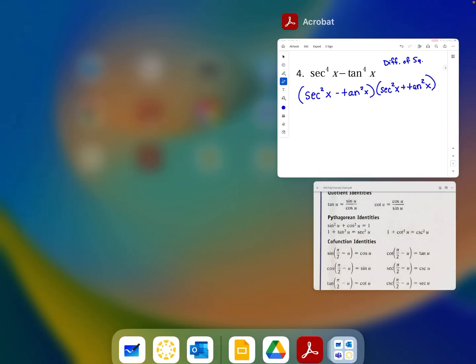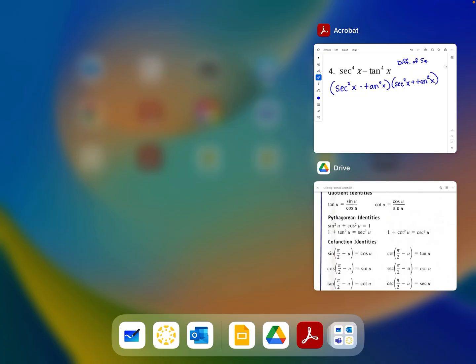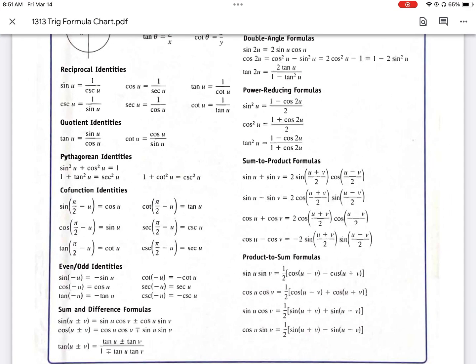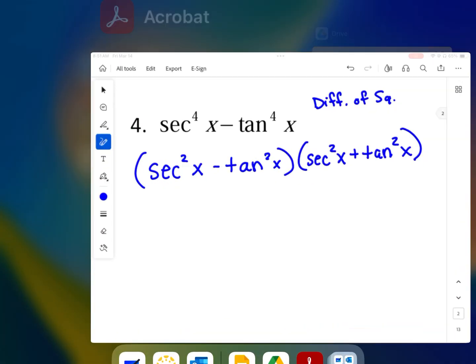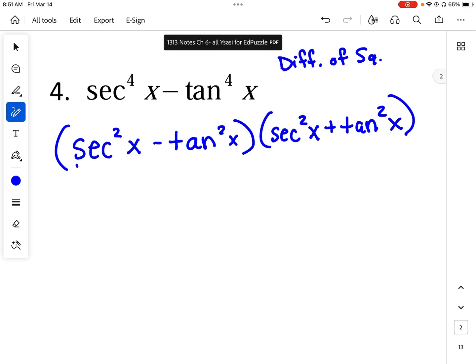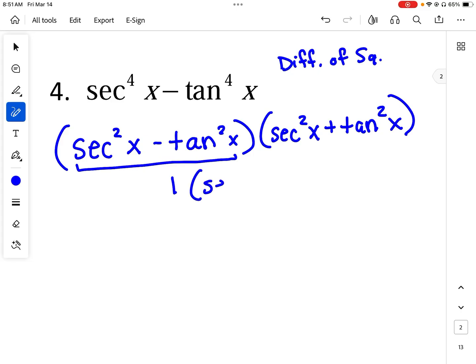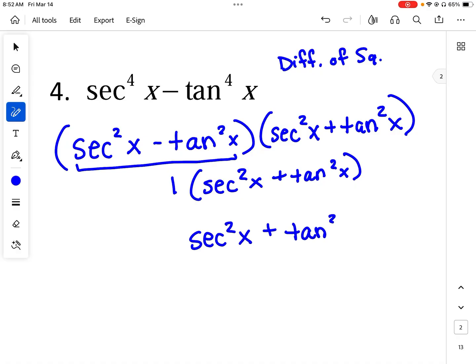Okay, let's see if either one of these are on the formula chart. So secant x squared and tan x squared. So it's that second one on the Pythagorean identity. So if I subtract tan on both sides, I get 1. So that tells me that I can use the identity of this equaling 1. Secant squared x plus tan squared x, which is just 1 times that, so it just remains the same.